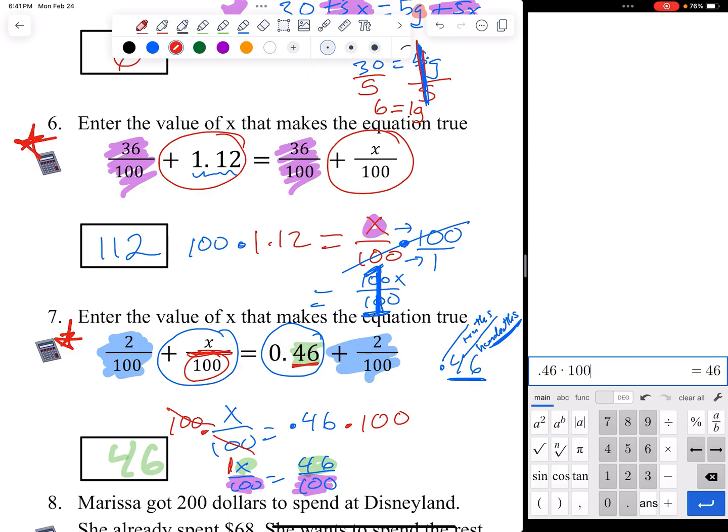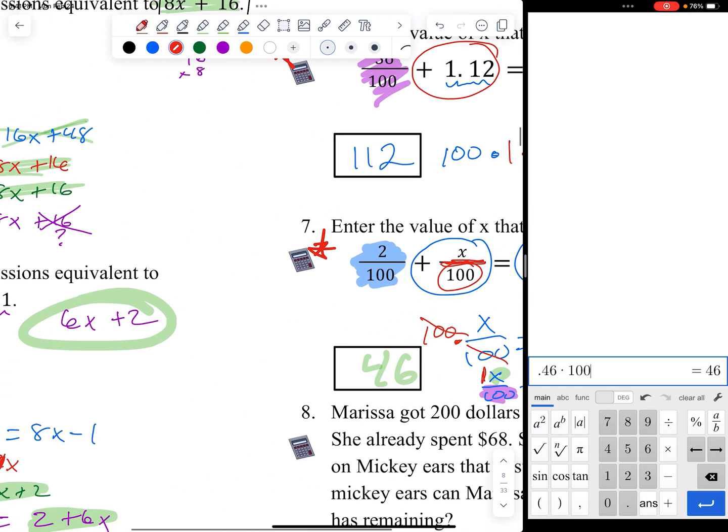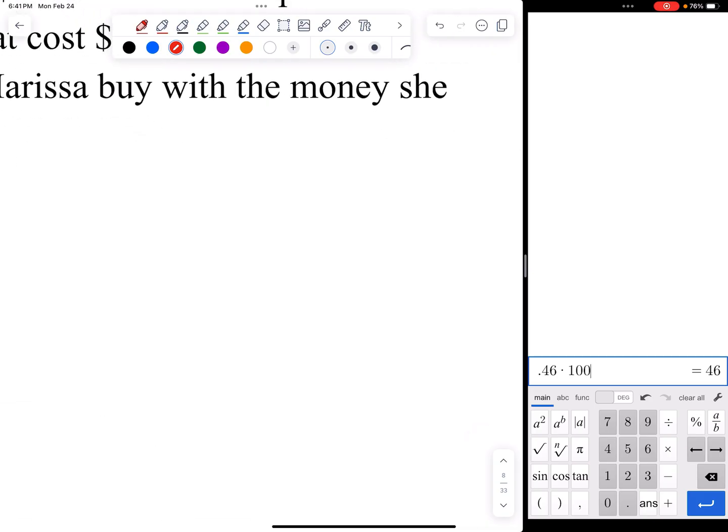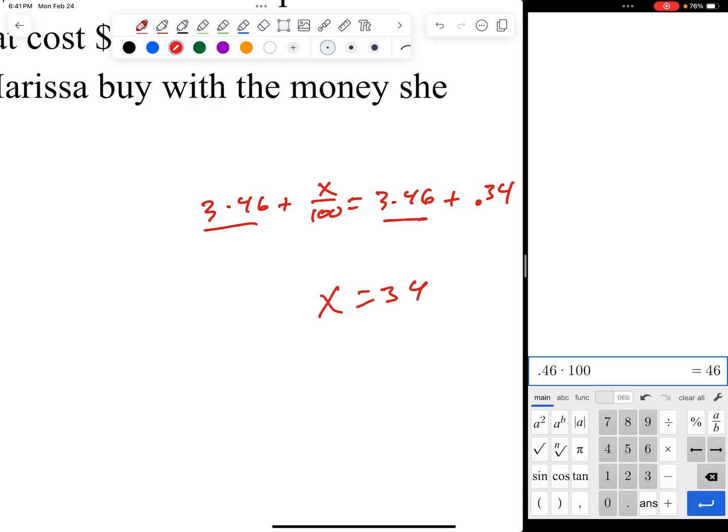So here's your quick mini lesson. I'm going to do this a bunch of times, and I'm going to erase it. So 3.46 plus x over 100 equals 3.46 plus 0.34. You're going to be like, hey, look, that one and that one are the same. So x equals 34. Again, why? Because it's this right here.